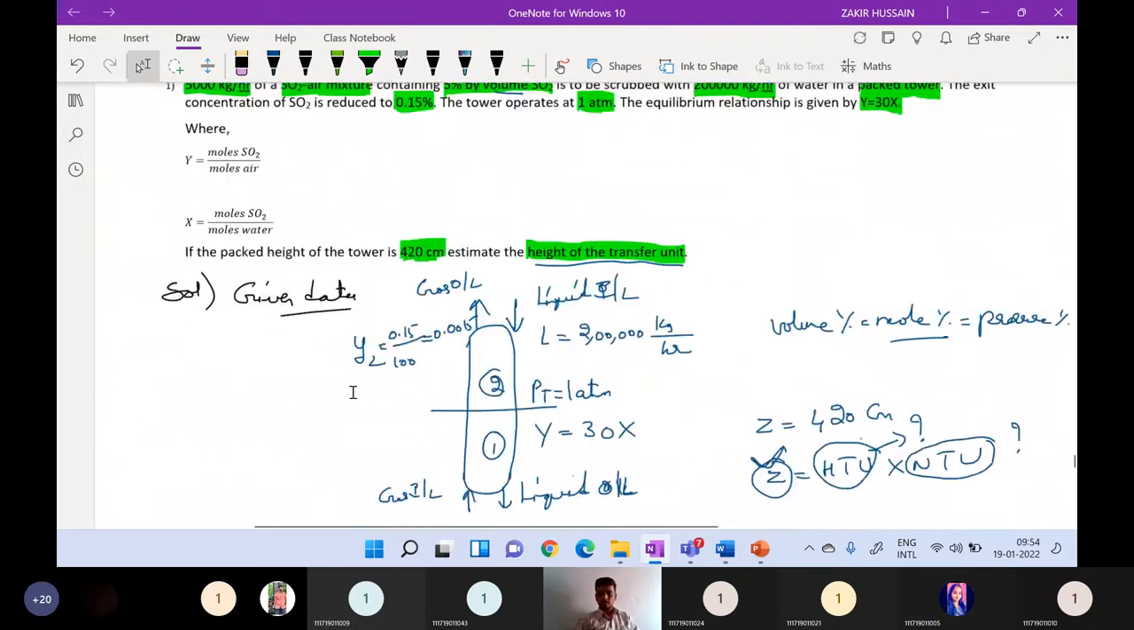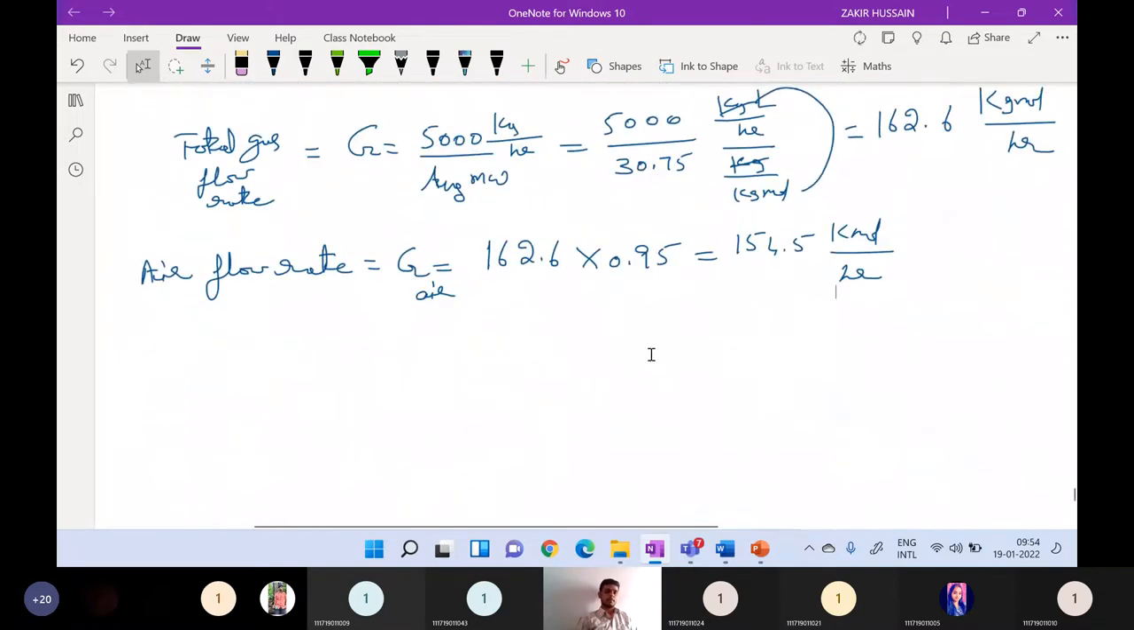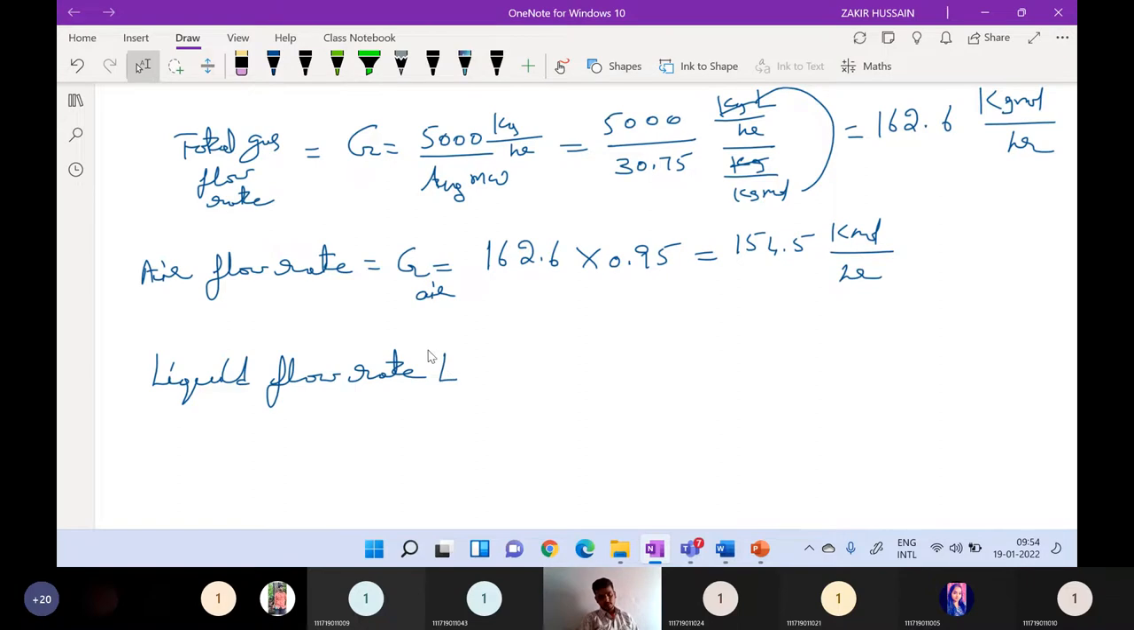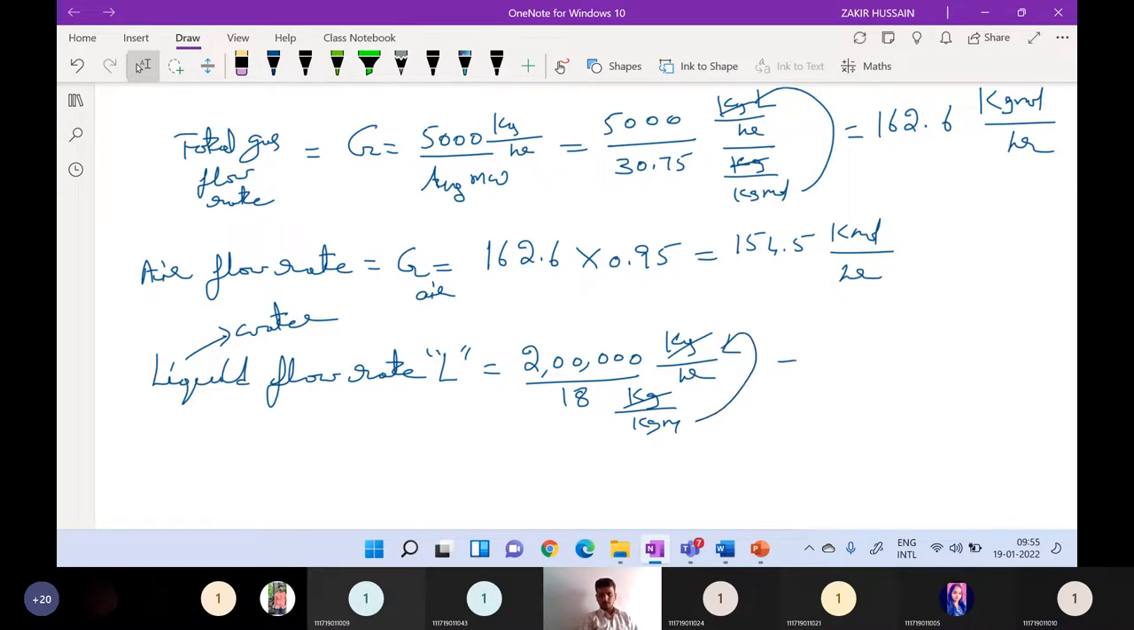Next we have L also. That also we have to convert into kilomole per hour. That is, L is equal to 2 lakh kg per hour. So the liquid flow rate, L is equal to 2 lakh kg per hour. Now we will divide it with the molecular weight. This liquid is water, nothing but water they have given. So the water molecular weight is 18, that is kg per kg mole. Once again kg and kg cancel and it will go to the numerator. That is 2 lakh divided by 18, kilomole per hour. Okay, this you will get.